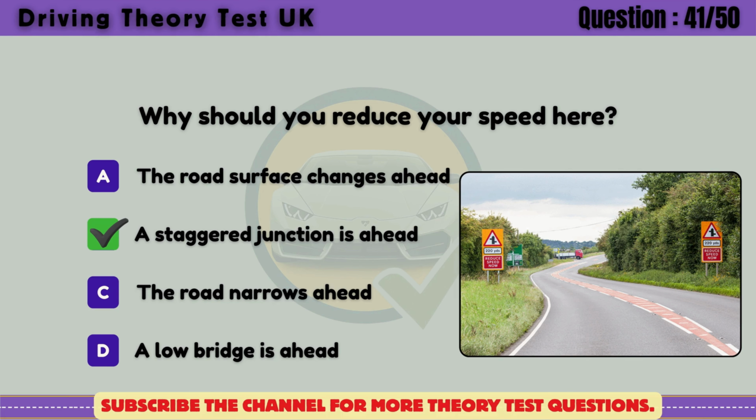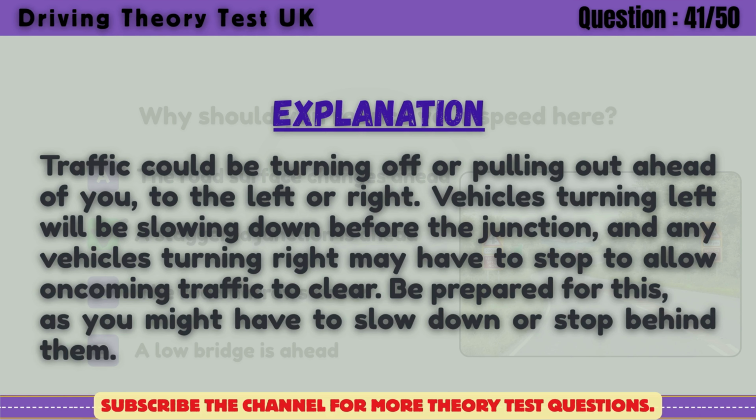Answer is B. A staggered junction is ahead. Traffic could be turning off or pulling out ahead of you, to the left or right. Vehicles turning left will be slowing down before the junction, and any vehicles turning right may have to stop to allow oncoming traffic to clear. Be prepared for this, as you might have to slow down or stop behind them.